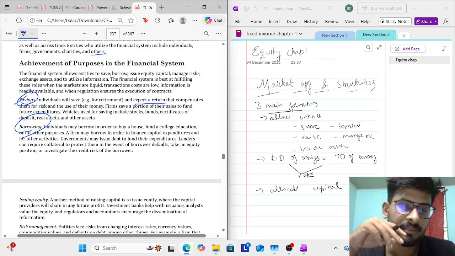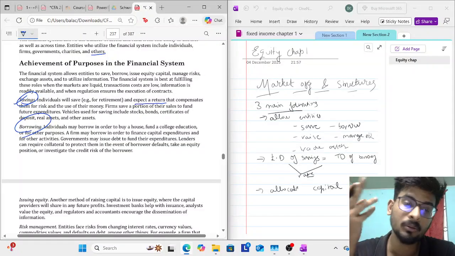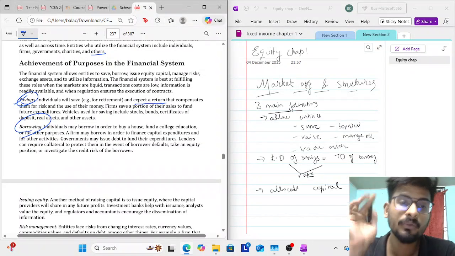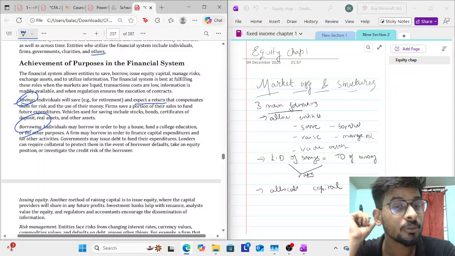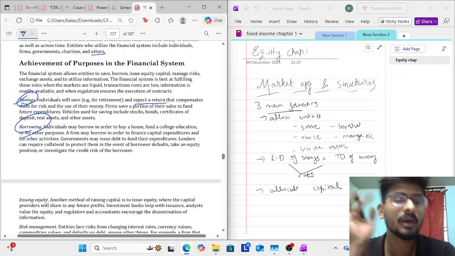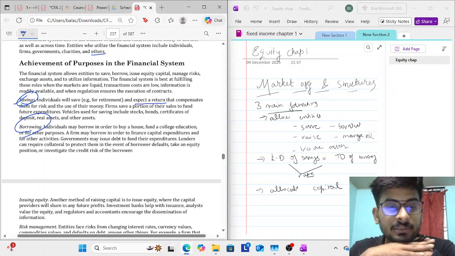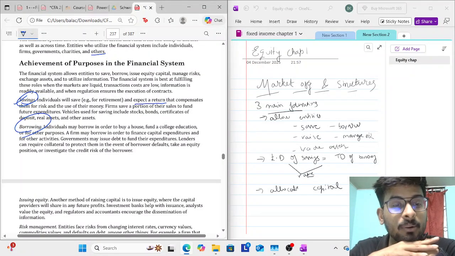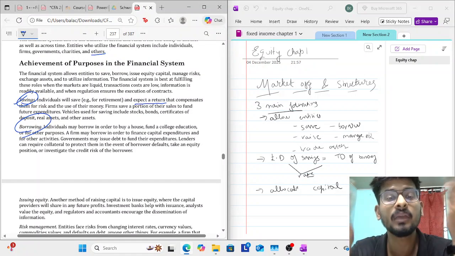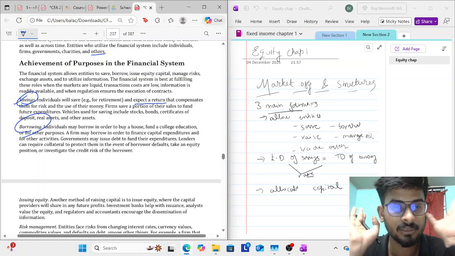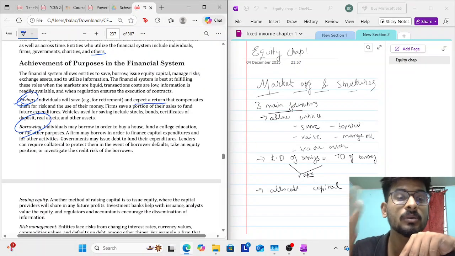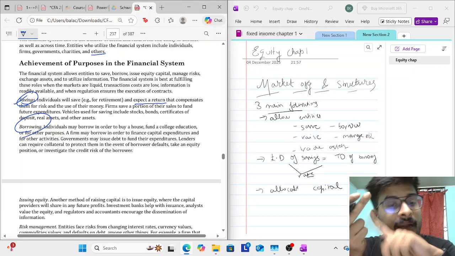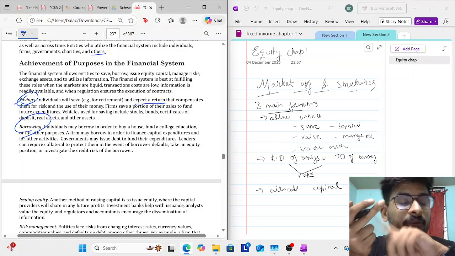And for other activities. Government may issue debt. Now we have looked at the individual and a firm, and now we are looking at the government. Government issues debt to fund its expenditures. So everyone is looking to fund their expenditures. So why do we borrow? To fund expenditures. Lenders can require collateral to protect them in the event of borrower default.